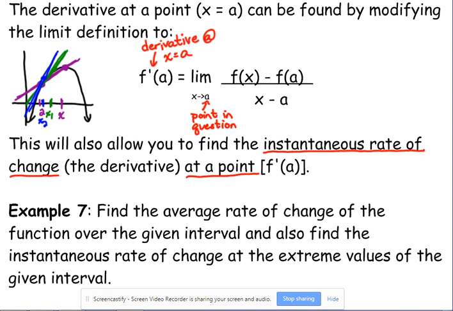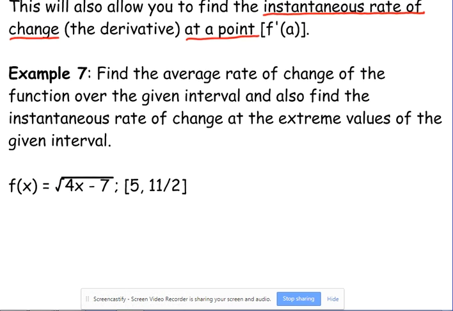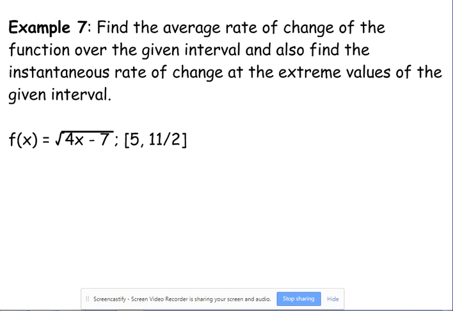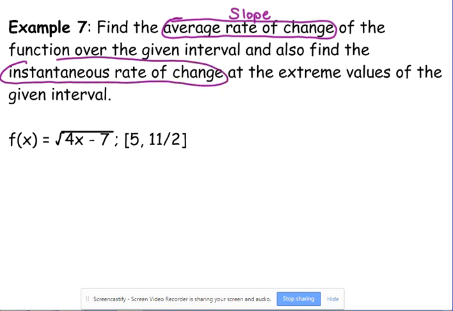Okay, so let's take an example here and put the two ideas together. We're going to find the average rate of change. Again, that should be saying slope. Anytime you read that, circle it and write slope. You got to know that. Of the function over the given interval, and also find the instantaneous rate of change. Circle that and say derivative at the extreme values of the given interval.